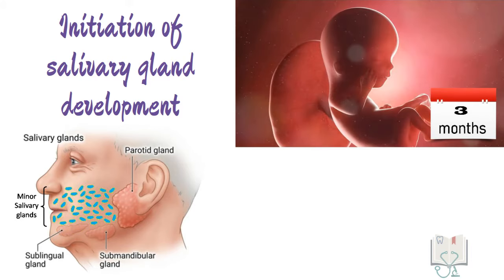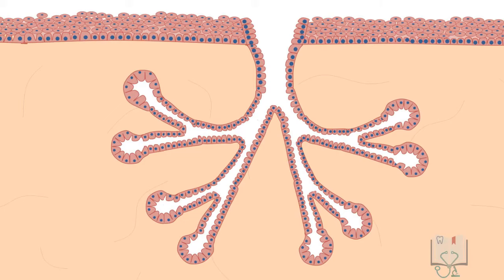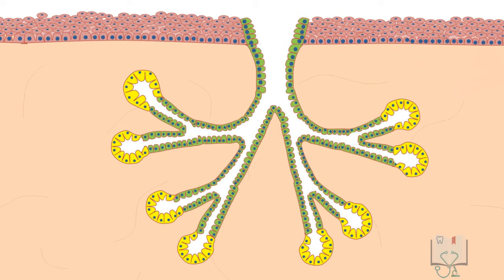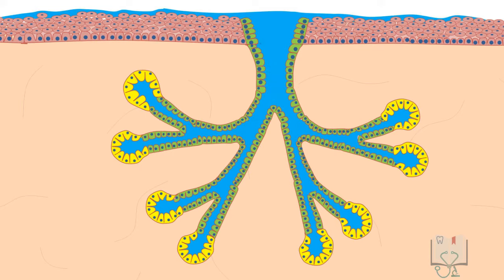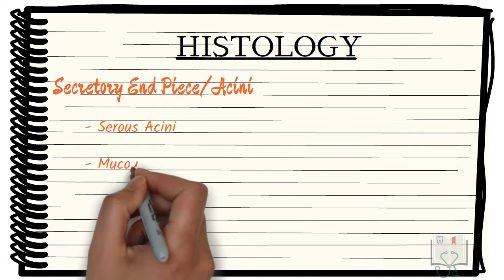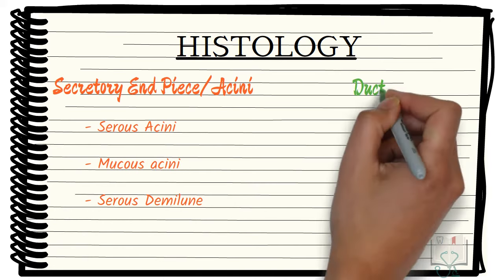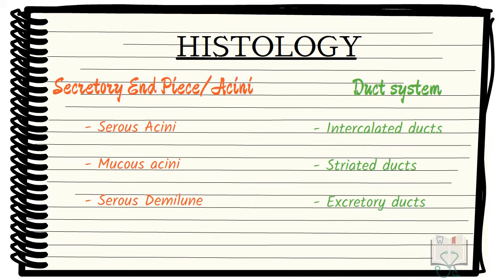month of fetal life. Histologically speaking, salivary glands have two main components. First component is the secreting end pieces or acini, which are small sac-like cavities, and second component is the duct system. The acini produce the saliva and the duct system carries the saliva from the acini to the oral cavity. These secreting end pieces or acini can be serous acini, mucous acini, or serous demilunes, which is a combination of both, whereas the duct system includes the intercalated ducts, striated ducts, and excretory ducts.